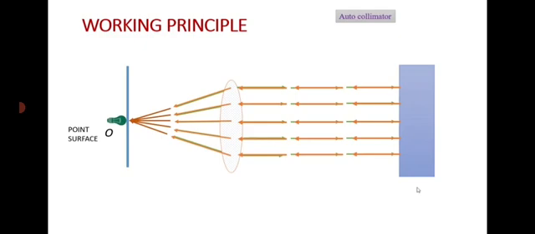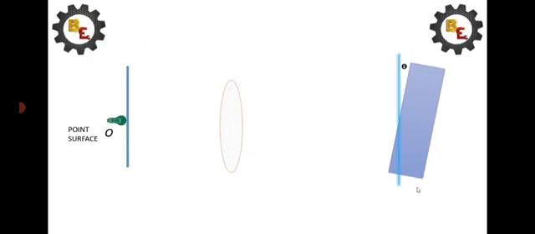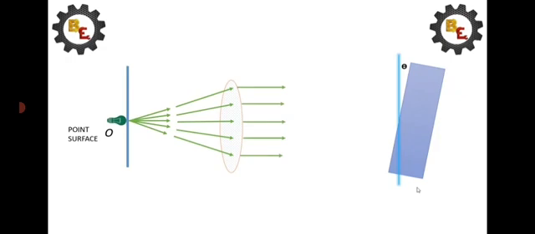Suppose the object is tilted by some angle. Now the light rays will pass from the point of source O, and the collimating lens provides a parallel pencil line.